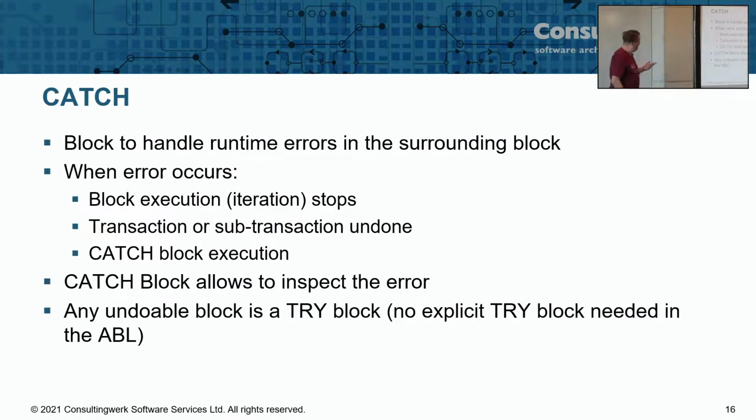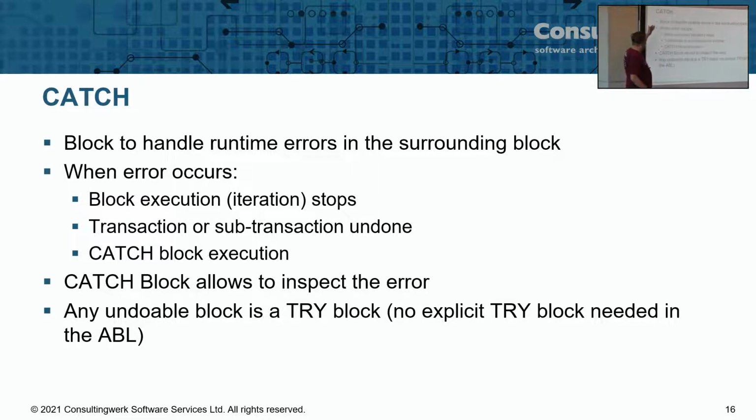And then there are now catch blocks. Catch blocks can also be used with procedural code. So for each block in a .p file can have a catch block. Catch blocks are the block to handle runtime errors in the surrounding block. That's something where Java and C# developers need to get used to. In Java and C#, the catch block is after the block, and in ABL it's within the block. That's because we don't have a dedicated try block.